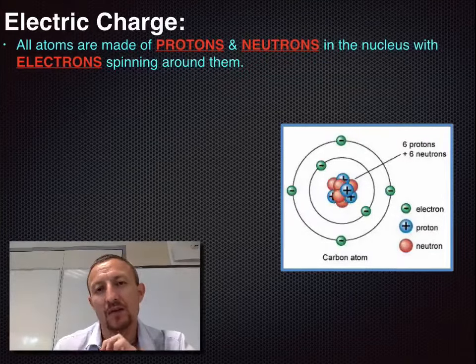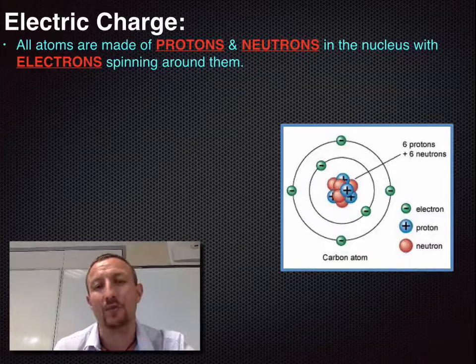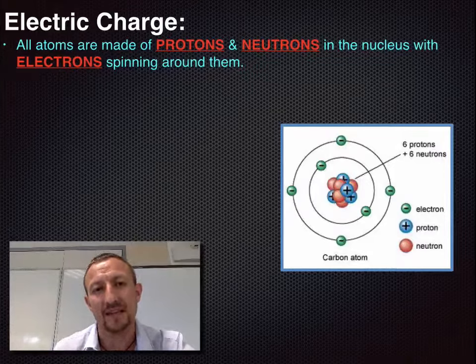Now certain materials, and certain atoms, will have the ability to gain or lose electrons, thus becoming either negatively or positively charged. We call this ionization. Electrical charge often looks at the movement of these electrons.